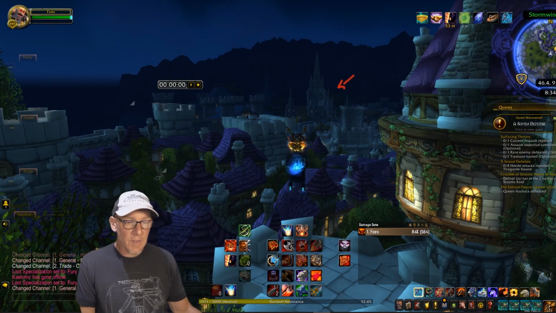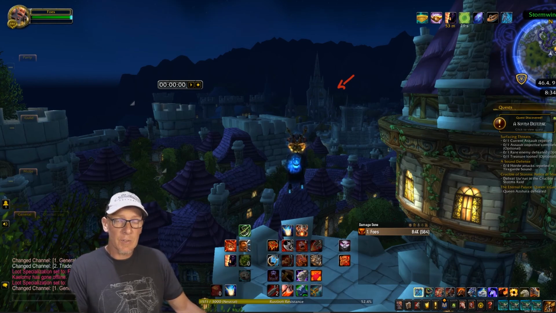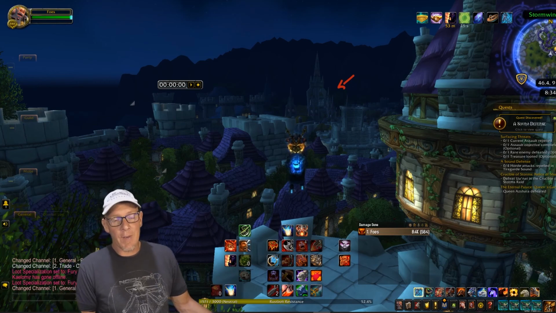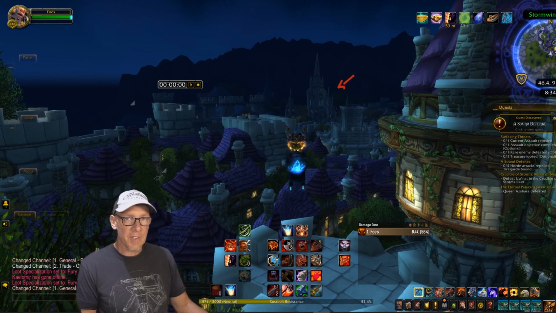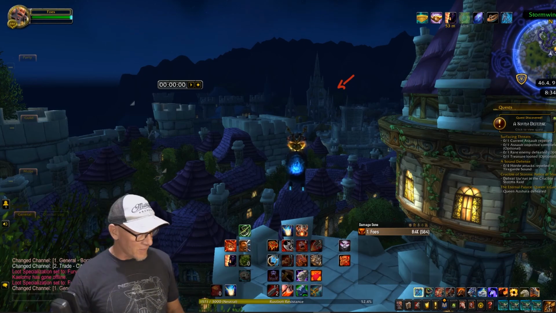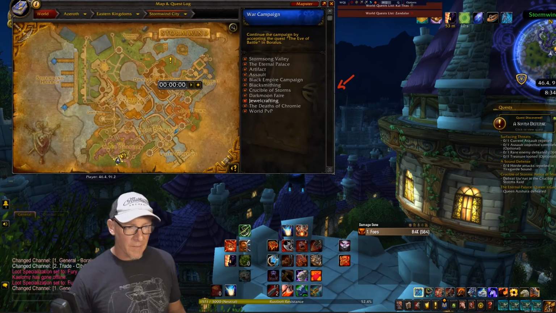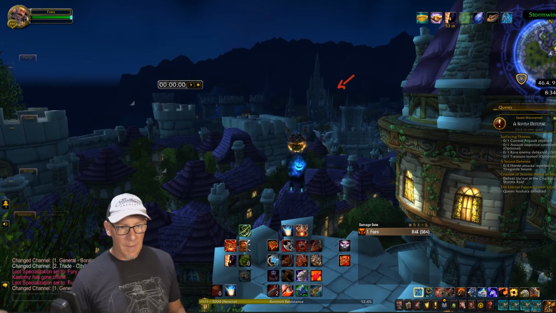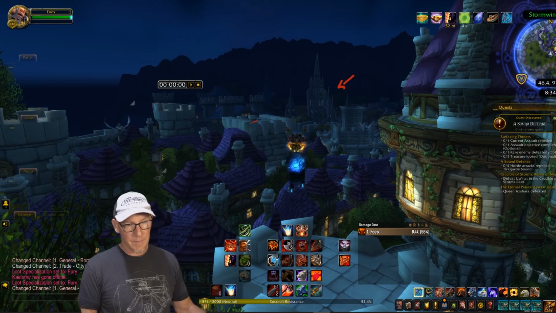Okay, now to figure this out, I had to do some research, and I got to figure out how fast the mount flies. Otherwise, you can't figure out distances because they don't post it. Like if I look on the map, it does not tell me how big this city is. Okay. So we need math.